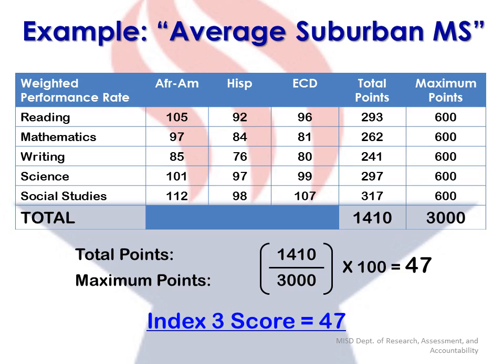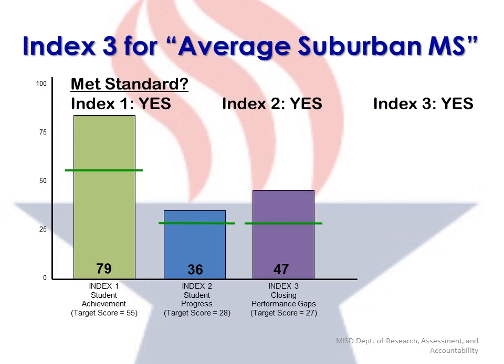Since math is only one of 5 subjects tested at Average Suburban Middle School, those 262 points will be added to those earned from the other 4 subjects. All 5 subjects together total 1,410 points out of a possible 3,000, which produces an Index 3 score of 47. The Index 3 score will then be added visually to the Campus Accountability Summary, with the target of 27 identified at the bottom and indicated on the graph by a horizontal line, and the Index 3 score of 47 comfortably exceeding the target.